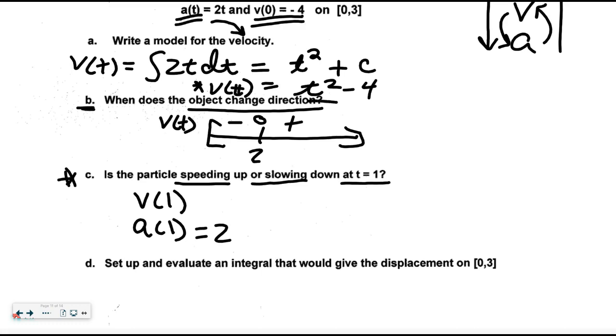-3, yeah, here's your model for velocity. You might want to box it in because you'll probably be using it quite a bit. Then answer the question with a reasoning. So is it speeding up or slowing down? Slowing down because velocity and acceleration are opposite signs. Don't say they're fighting each other or anything like that. Those are my words. Just say they're opposite signs.